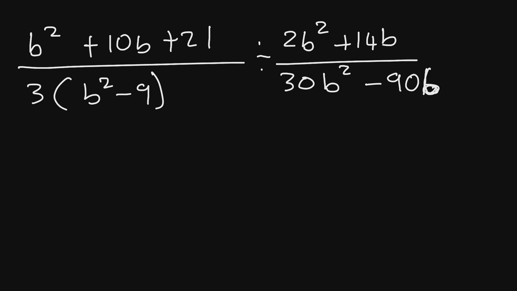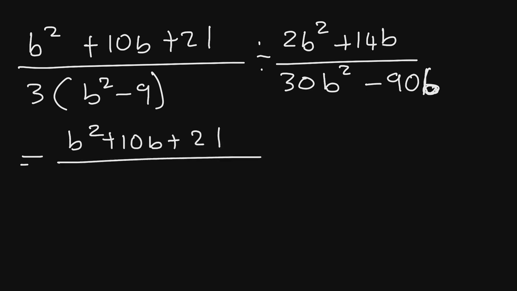Okay, so this is still the same thing as if we were having multiplication. But now your first step, if you have a division, is that you don't do anything. You just change the division sign to a multiplication sign, and therefore you have the normal problem that we have done before. So how do we do that? We leave everything as it is: b squared plus 10b plus 21 all divided by 3 into b squared minus 9, and we change the division to a multiplication sign.